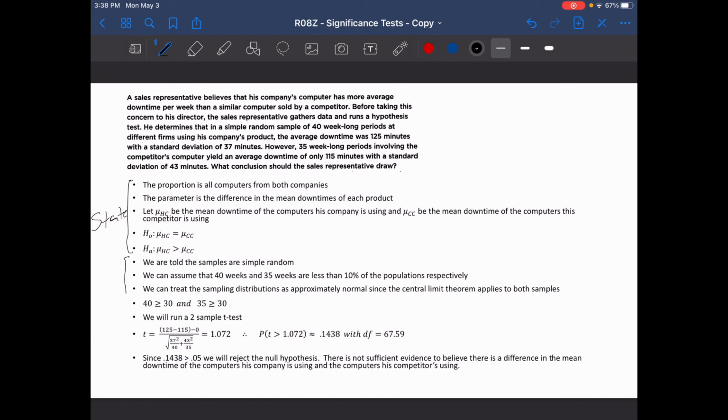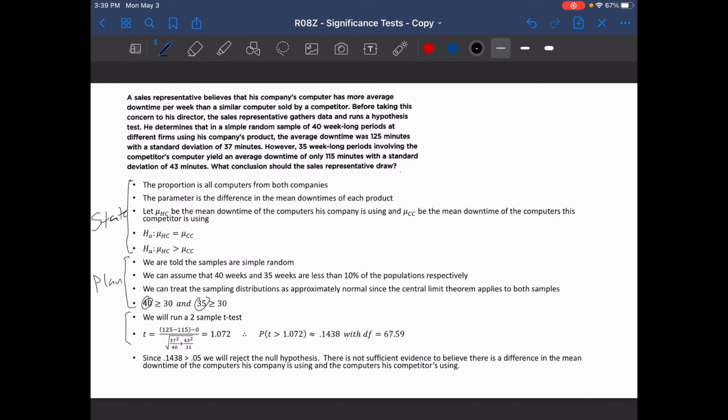From there, we want to plan. So we are told that both samples are simple random samples. We can assume that 40 weeks and 35 weeks are going to be less than 10% of the populations respectively, and we can treat the sampling distributions as approximately normal since the central limit theorem applies to both samples. Because 40 and 35 are both greater than or equal to 30, then that central limit theorem is met. And again, that central limit theorem can only apply to problems that deal with mean, not proportion.